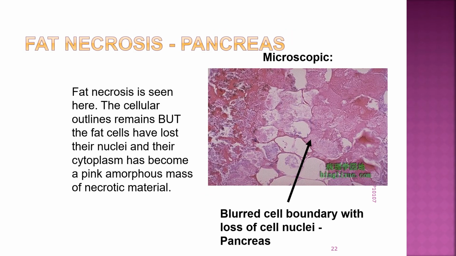Fat necrosis is seen under the microscope in this picture. The cellular outline is retained. You can see the cellular outline of one cell here and another cell here. But the fat cells have lost their nuclei, and the cytoplasm has become this pink amorphous mass of necrotic tissue.